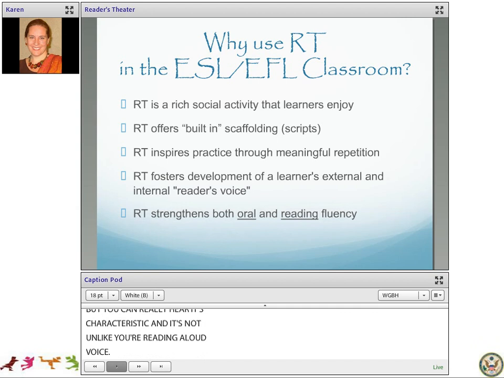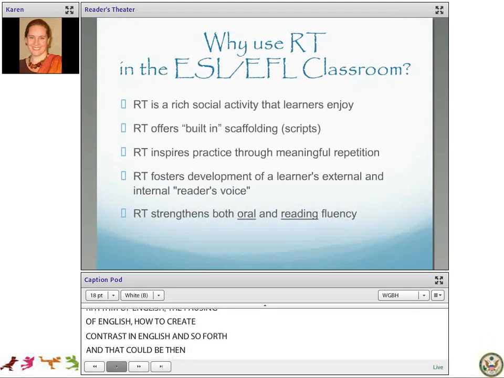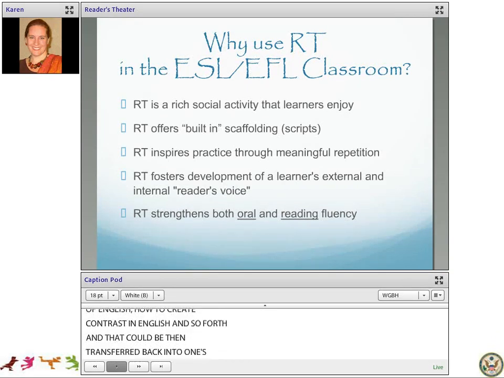By learning to deliver the lines of a reader's theater script in an external manner by reading aloud, we can then transfer that read aloud voice, that voice that recognizes the rhythm of English, the pausing of English, how to create contrast in English, and so forth. That can be then transferred back into one's internal reading voice. And in this way, reader's theater strengthens both oral and reading fluency.